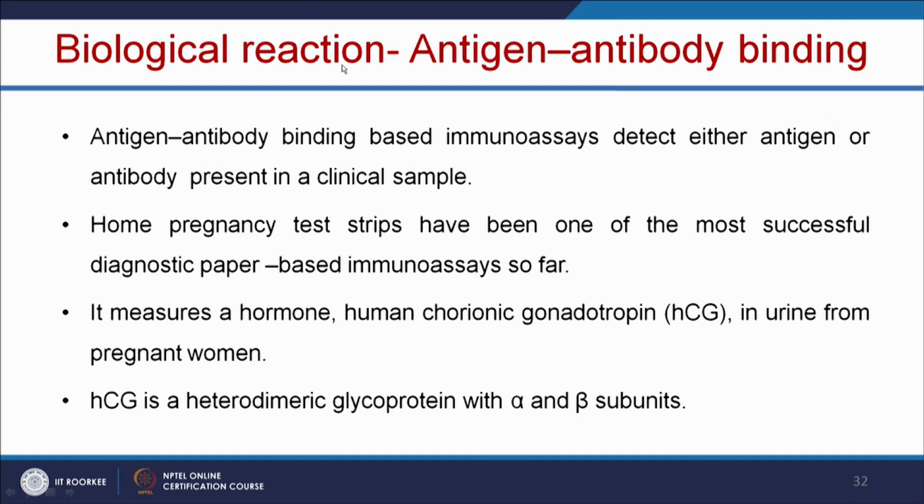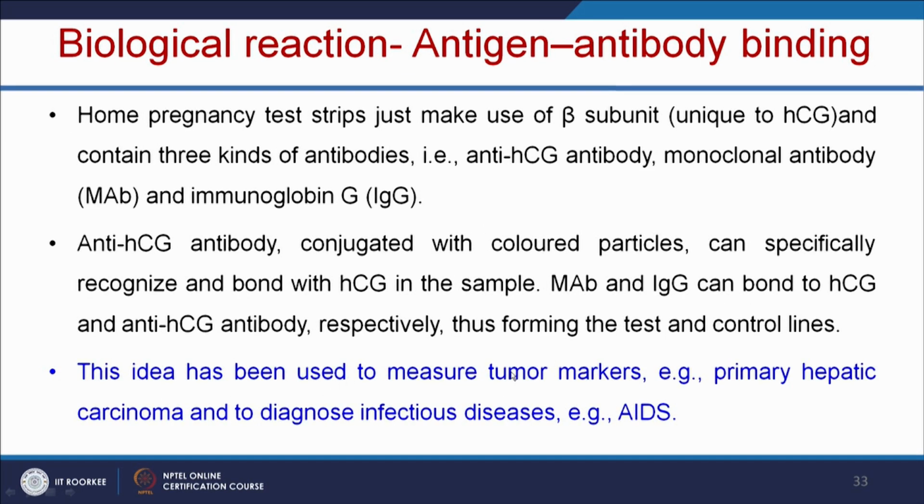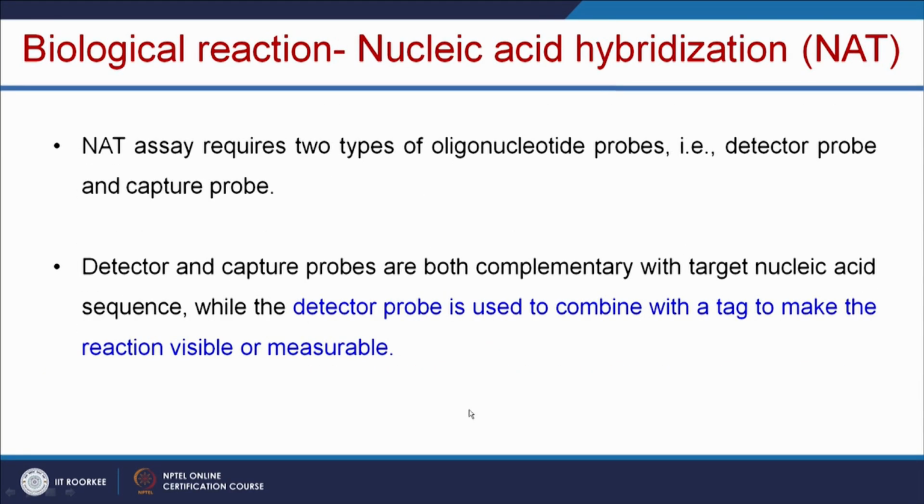The next one is the biological reaction, antigen-antibody reaction. So the example is the home pregnancy test kit where the antigen-antibody reaction happens, okay. So the same idea could be useful for measuring tumor markers as well as for diagnosing various infectious diseases.